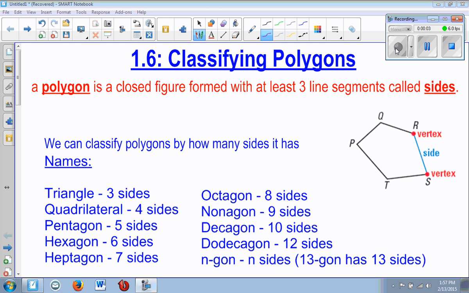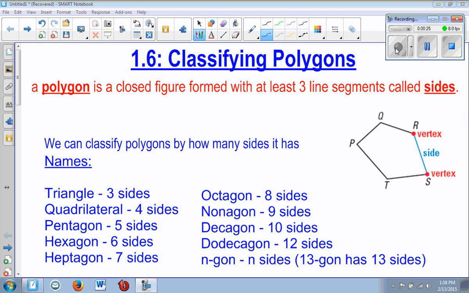The lesson in this video covers classifying and angle measures of polygons. A polygon is a closed figure that has all of its sides that are line segments. So in other words, all of the sides are straight edges. There are no curved sides for a polygon. All of the names for polygons are based off of the number of sides they have.